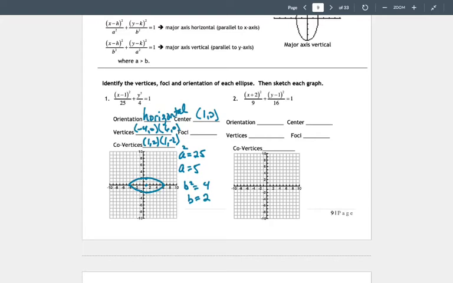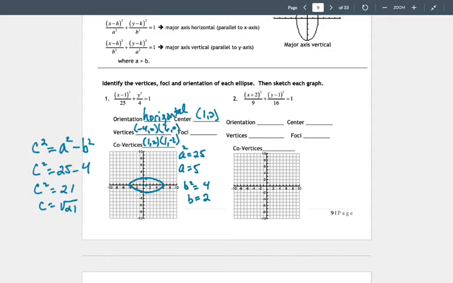All right, now I need to talk about the foci, and I forgot to bring that up above. Our formula to help us get the foci is that we needed the c value, and the c value comes from doing c squared equals a squared minus b squared. That formula was up above in the notes, sorry about that. So I'm going to do c squared equals 25 minus 4, so c squared equals 21. Which means c equals the square root of 21.